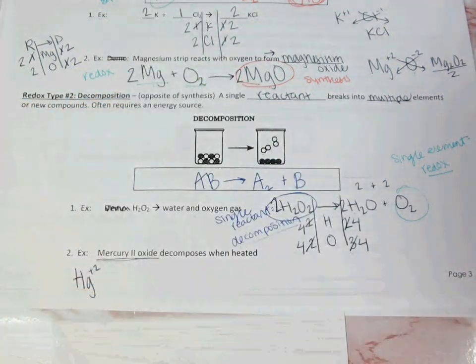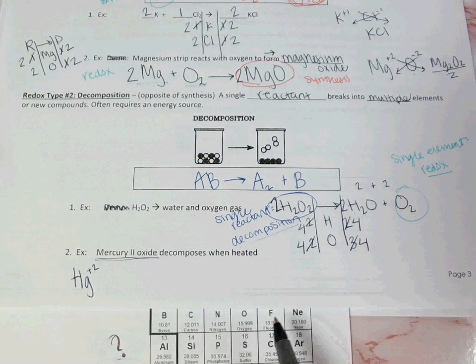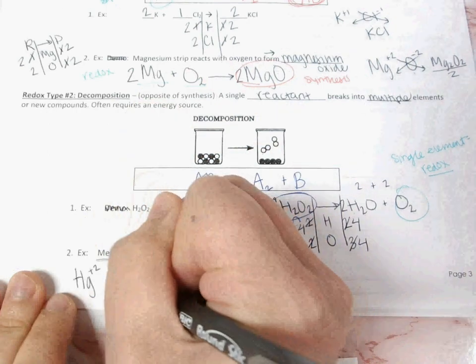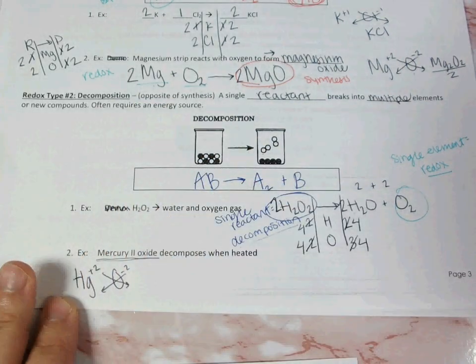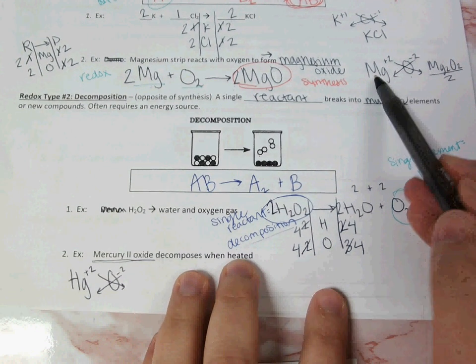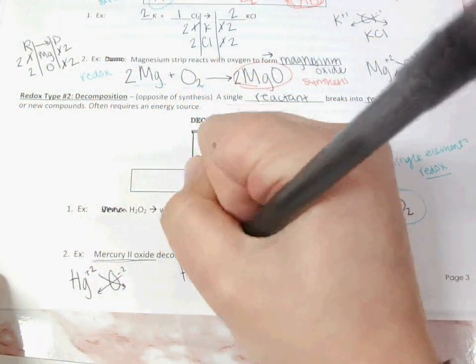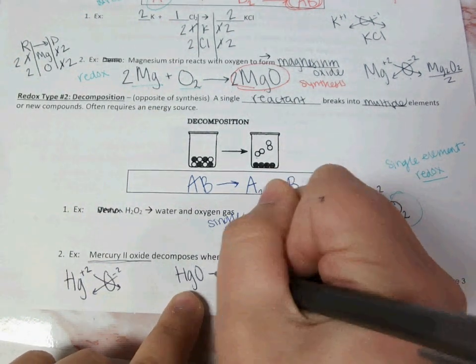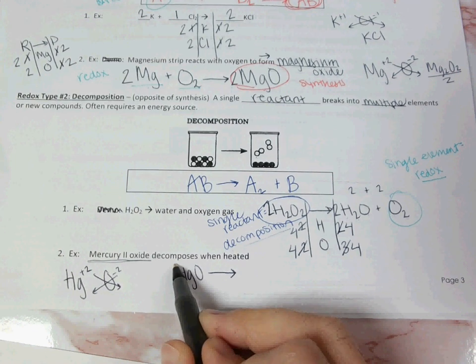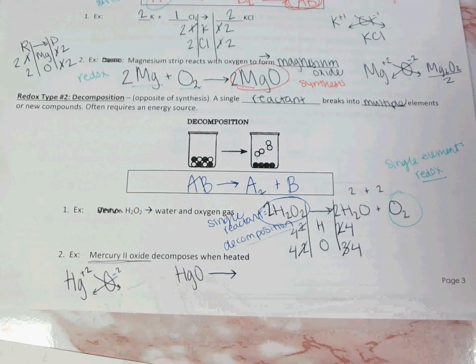And oxide comes from oxygen, which has an oxidation number of what? Negative 2. So O with a negative 2 charge. That crisscrosses, becomes Hg2O2. But you don't keep it as Hg2O2. You reduce it down, just like we did with Mg2O2. You're going to reduce that to just HgO. So HgO decomposes when heated. So if it decomposes, that tells me it's a decomposition reaction. If this is going to break down, there is only one possible way for it to break down.